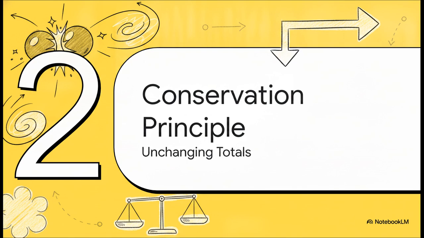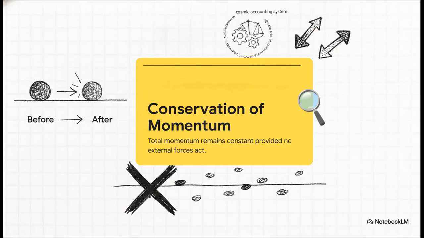Now, let's move on to the conservation principle, where we look at unchanging totals. Momentum gets really interesting, honestly practically magical, when bodies actually interact. The absolutely crucial rule here is the principle of conservation of momentum. It states that when bodies interact, the total momentum remains completely constant, as long as no external forces act on them. So if we can ignore external forces like friction, the total momentum right before a crash is perfectly equal to the total momentum right after. It's like an infallible cosmic accounting system.